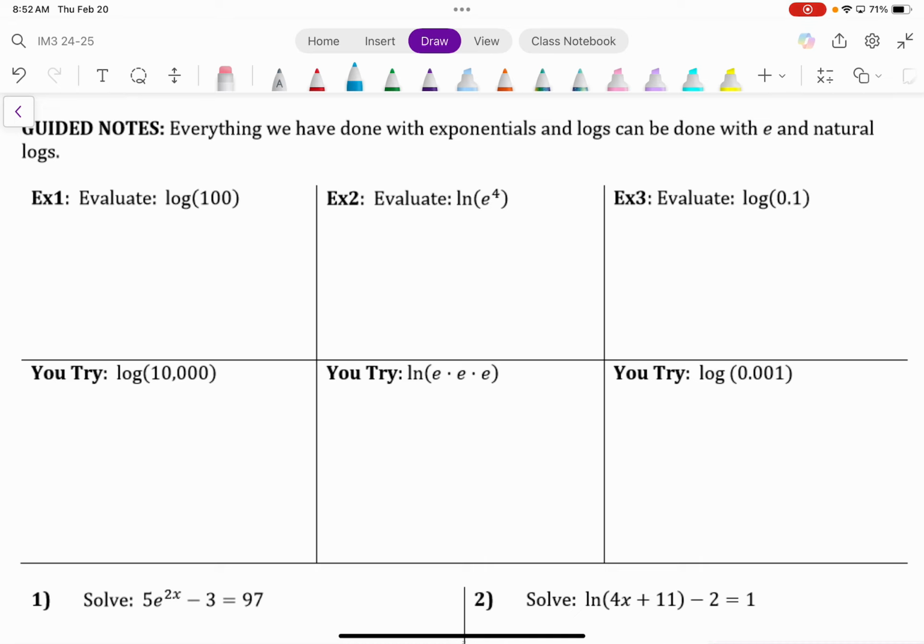So everything we have done with exponentials and logs can be done with e and natural logs. All right. For example, let's say we want to evaluate log base 10 of 100. Log base 10 of 100 we can rewrite as 10 to the power of what gives you 100? In our case, what would that be? Count the number of zeros in your solution. How many zeros do we have in our solution? 2. So in this case, that question mark, the exponent, is a 2.